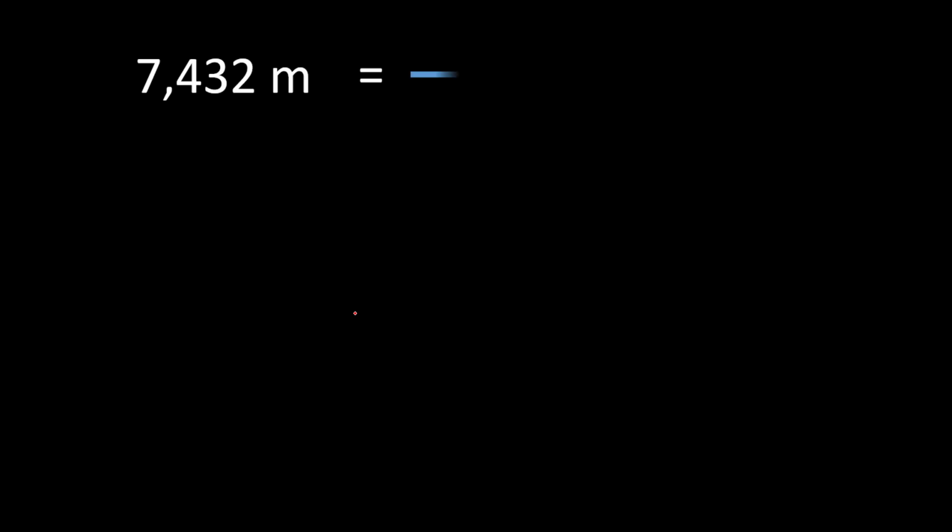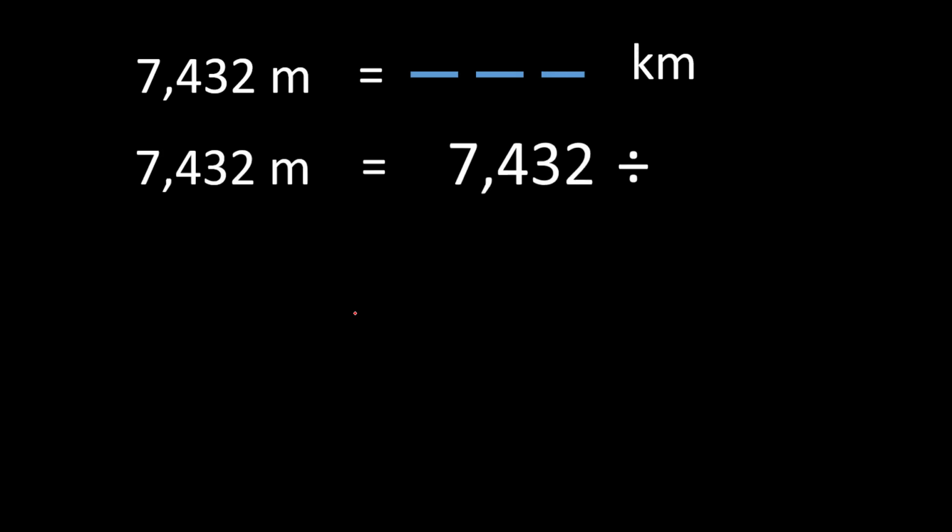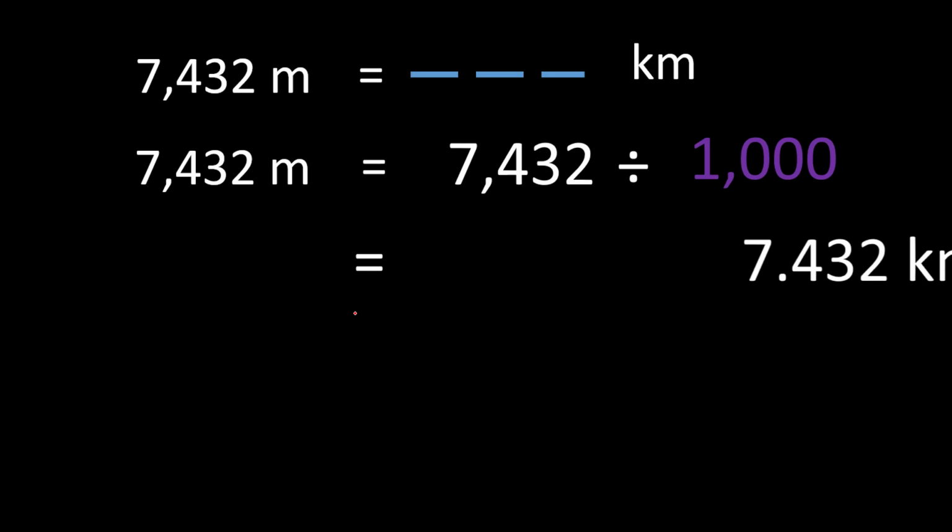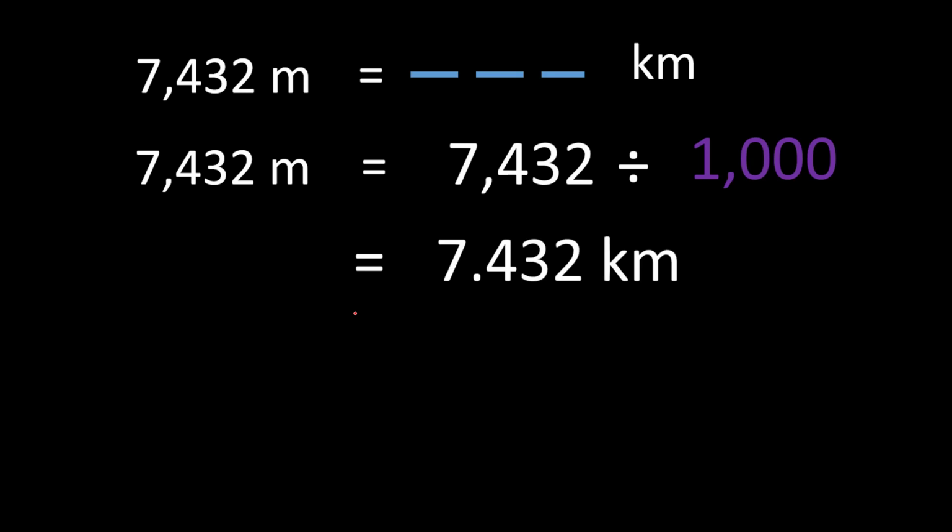7432 meter equals what? Kilometer. So we convert now from small unit to large unit. We will divide by 1000. So it's a whole number dividing by 1000. Just insert the decimal point after 3 digits from the right. So it will be 7.432 kilometer.